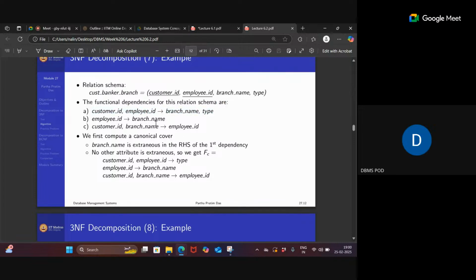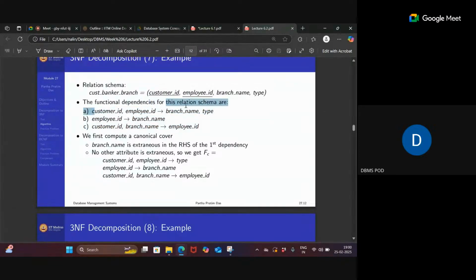Employee ID determines branch name. This is also valid because employee ID is part of the key and it is determining a non-prime attribute. Okay, let us see. Customer ID, branch name determines employee ID. Let us see whether this relation is in 3NF or not. How to check whether the relation is in 3NF or not?